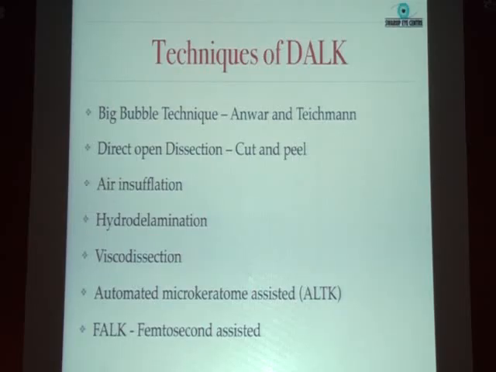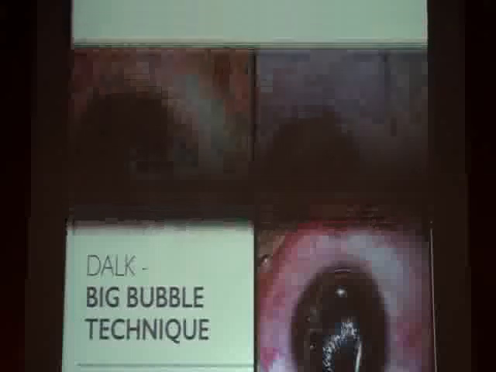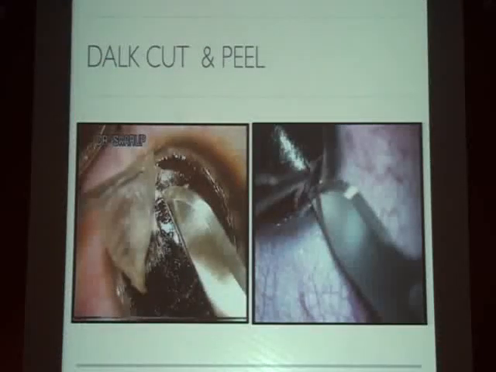Viscodissection is a technique in which one introduces viscoelastic in a deep interface which is dissected with the blade. This technique was described by Melles. Finally, you've got the automated systems like the ALTK and the FALC, which have already been described. The big bubble technique has already been discussed, so I'm not going to go into that. It has its advantages and its problems. I'm going to stick to the manual techniques.